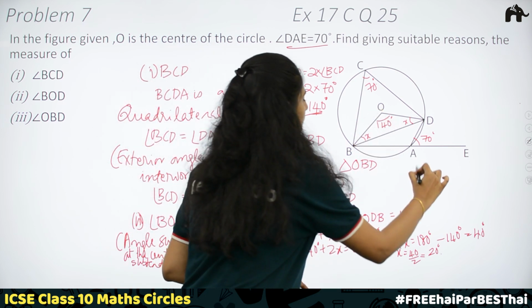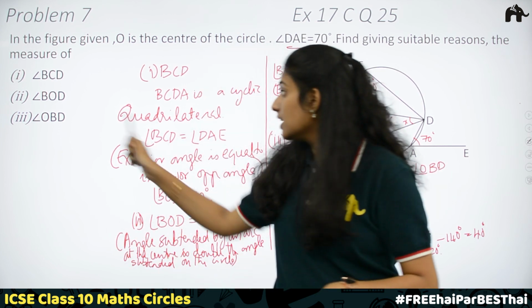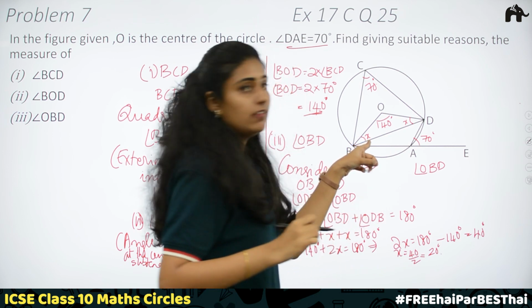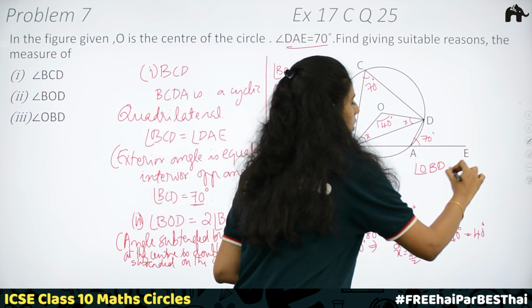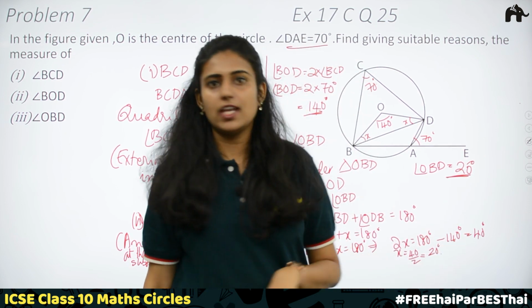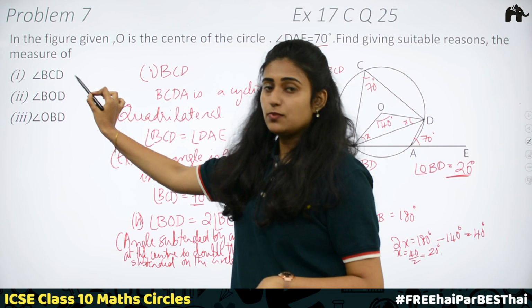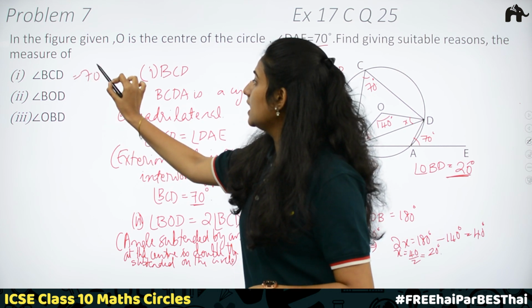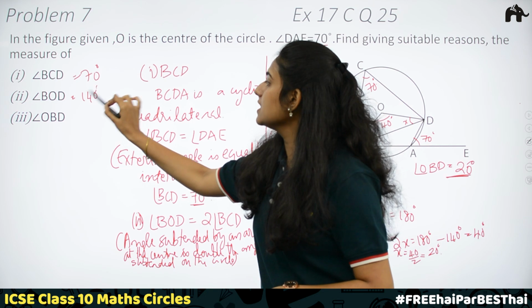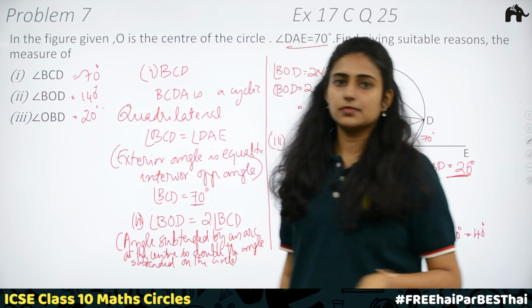Therefore, angle OBD. We have to find OBD. What is the value of OBD? OBD we have taken as x equal to 20 degrees. Okay. So, we have determined the three angles BCD, which we got 70 degrees, BOD 140 degrees and OBD 20 degrees. Understood?